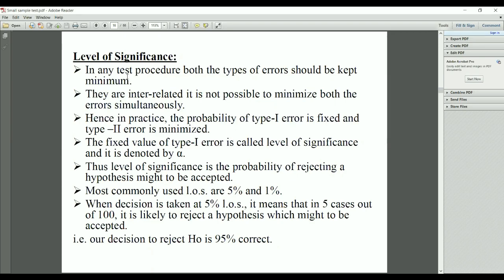When a decision is taken at 5% level of significance, it means that in 5 cases out of 100 we are likely to reject a null hypothesis which might have been accepted. Our decision to reject H naught is 95% correct. LOS means level of significance. We always consider the 5% level of significance in statistics. So 95% is the correct decision.